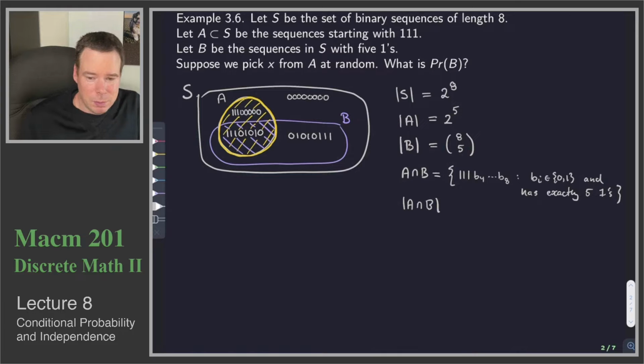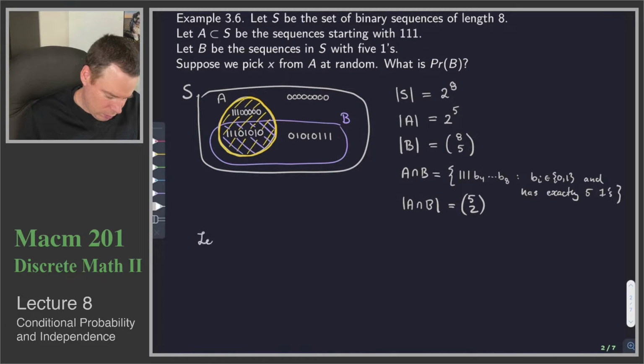Well, if it's to have exactly 5 ones, it means that in those digits B4 to B8, exactly 2 of them have to be 1, because we've already used up 3 ones. So of those 5 remaining spots, exactly 2 of them have to be 1s, and the rest are 0s, so we get our 5 choose 2 there.